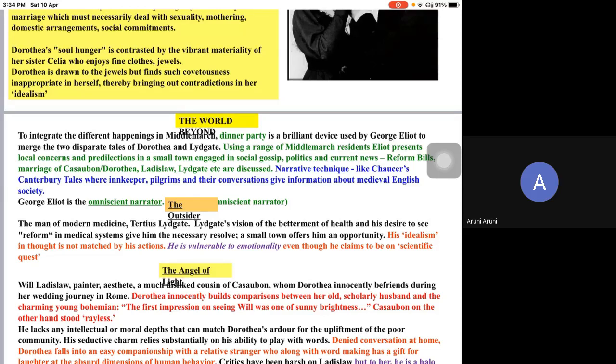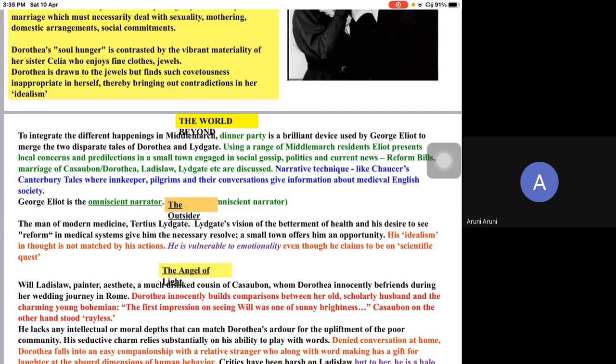Narrative techniques like Chaucer's Canterbury Tales, where the innkeeper, pilgrims and their conversations give information about medieval English society. I'm sure you've already started studying Chaucer's Canterbury Tales, right? What is the narrative structure in that? The innkeeper and the pilgrims and the stories that each one narrates on the way to the Shrine of Canterbury. So that is a structure there.